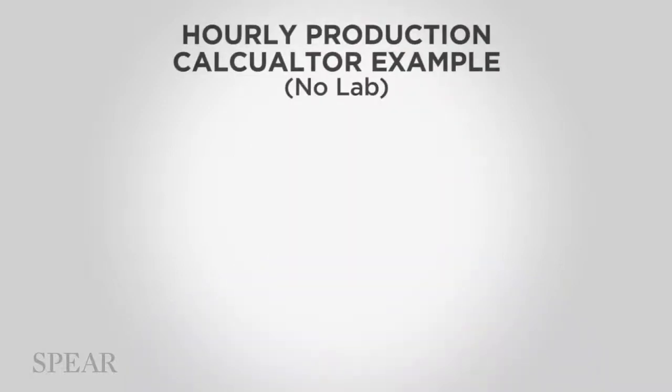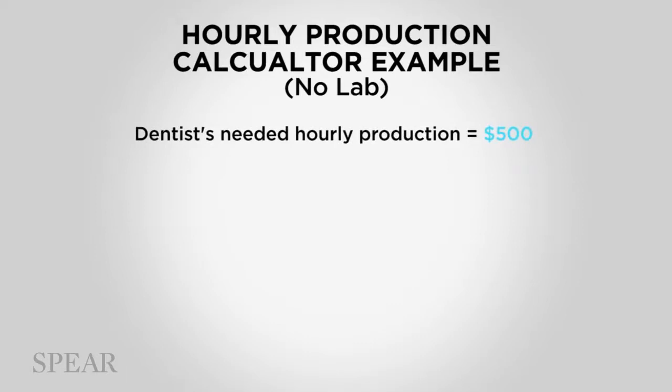If you were doing a non-laboratory based procedure and you needed to make $500 an hour, so let's say you're doing a composite, then it's pretty simple. If you can do an MOD composite in 30 minutes or 45 minutes, then you need to be producing $500 an hour. You can figure out from the math where you need to be charging for the composite.